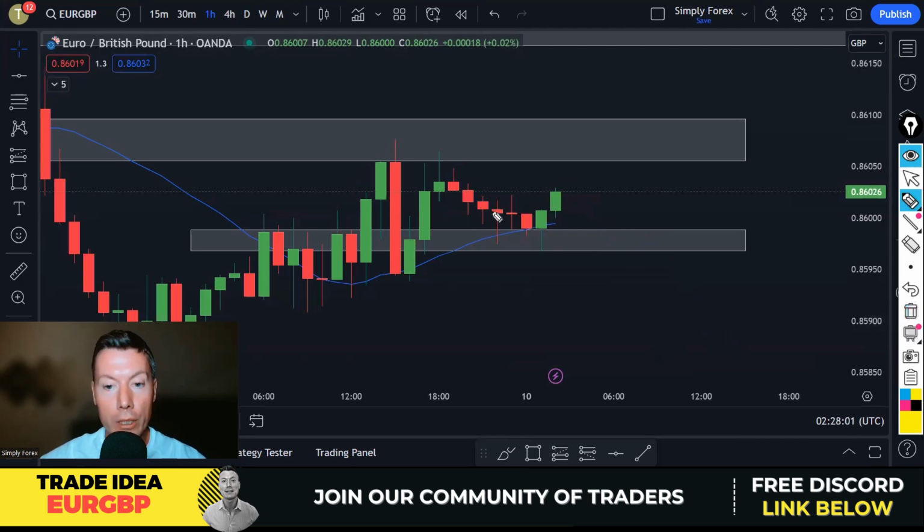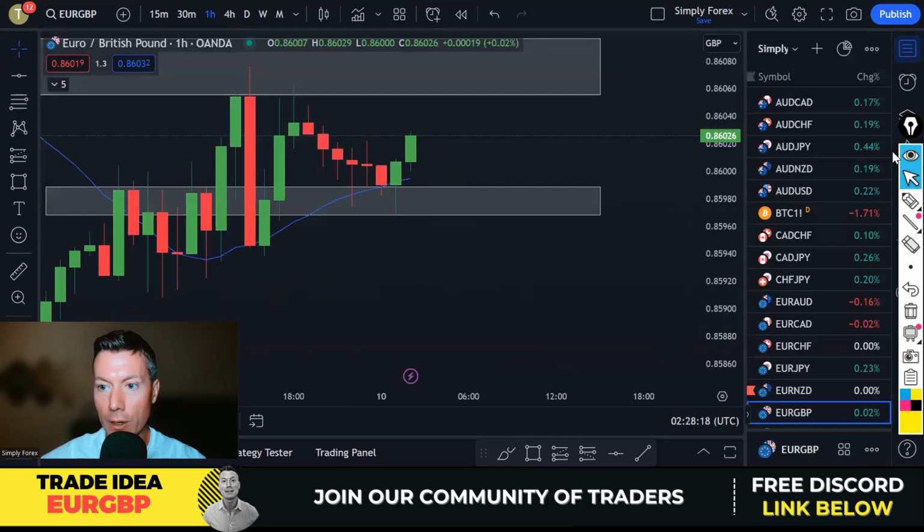If we want to be more aggressive with this trade, we can take price back up to these last highs, which is the last H4 highs. And then we get a bearish reaction here, and then we can start selling as well. So that's Euro Pound short ideas.